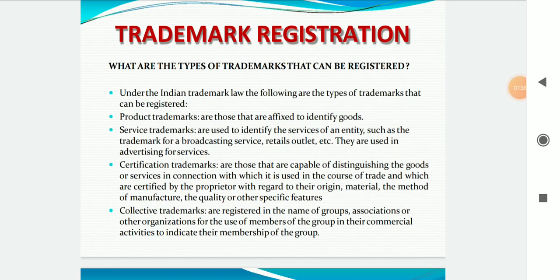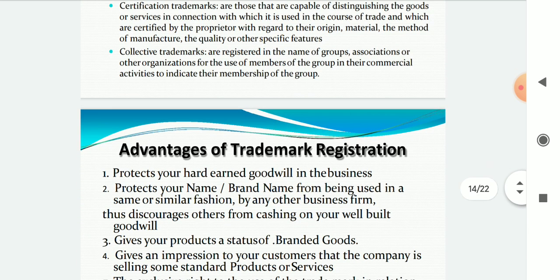The trademark registration: there are types of trademark that can be registered. Under the trademark law, the following types of trademark: product trademark to identify the goods, service trademark to identify the services provided by an institute or organization, certificate trademark capable of distinguishing the goods or services, and collective trademark registered in the name of groups. These are the four major types of trademark. Likewise, product, service, certification, and collective trademarks.